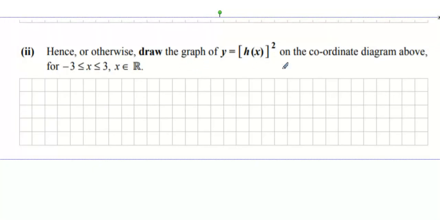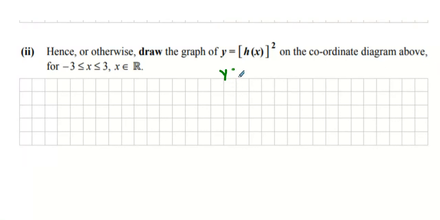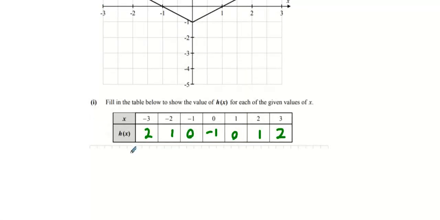Hence or otherwise, draw the graph of y equals h of x squared on the coordinate diagram below. So the y values change: take the output of h of x and square it. So I'm going to have to square these. So it's h of x squared. So that's 4, 1, 0, 1, 0, 1, and 4.